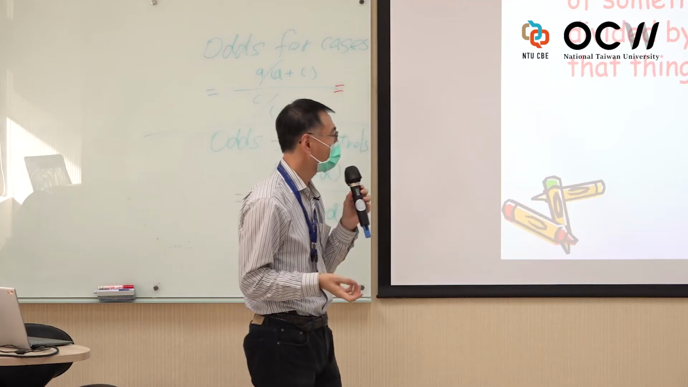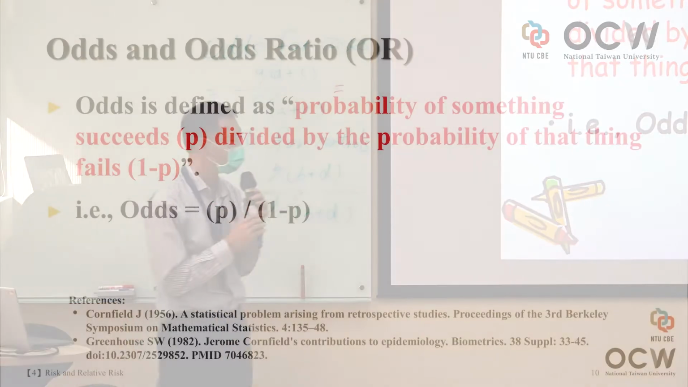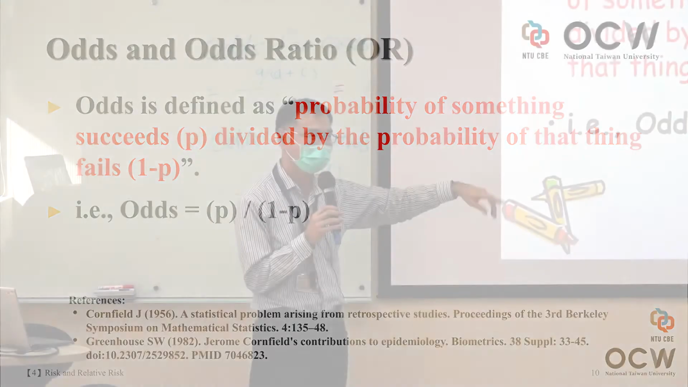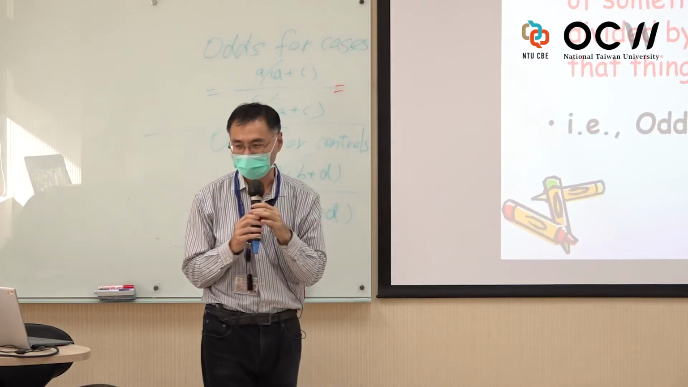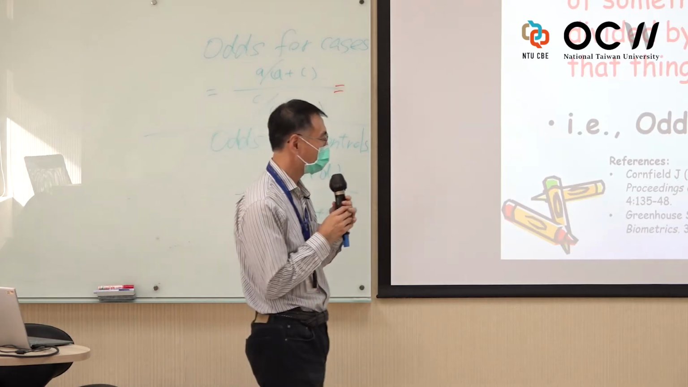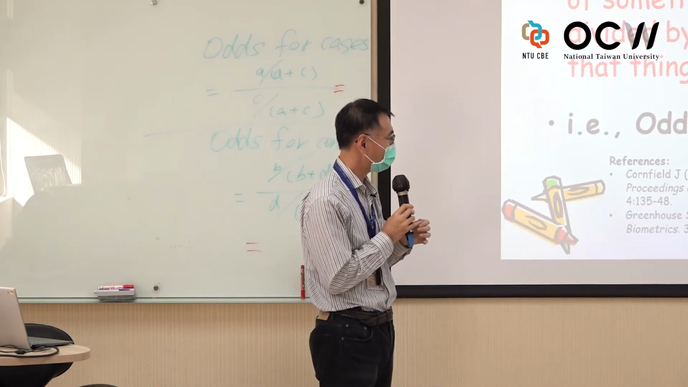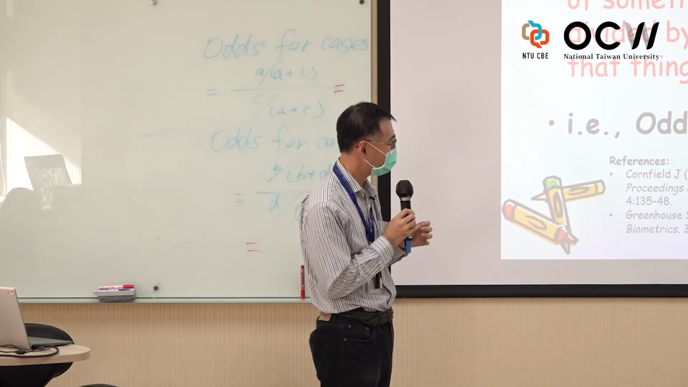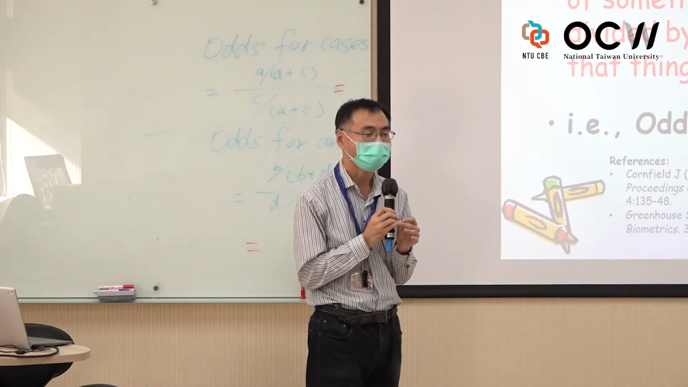So that's how Mr. Cornfield created such a term. The odds is defined as P divided by 1 minus P. They don't belong to each other, right? So no unit, but it's a special case of ratio. And in all the textbooks, no one mentioned that. This is something created by a person called Jerome Cornfield. It was published in a symposium back in 1956, just right after World War II.